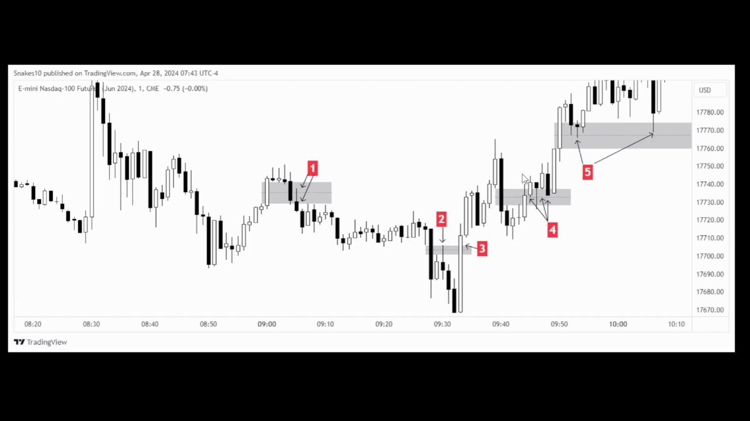We're expecting some sort of a rejection here. We get the rejection. You can still enter there. We get another test and rejection. So it gives you ample opportunities to enter here. And then you see price goes higher.